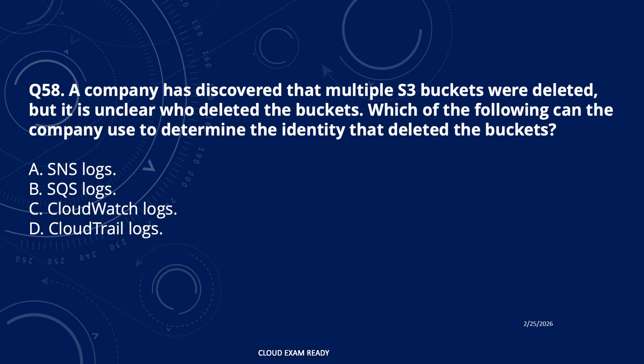Next, question number 58. A company has discovered that multiple S3 buckets were deleted, but it is unclear who deleted the buckets. Which of the following can the company use to determine the identity that deleted the buckets? Option A, SNS logs, option B, SQS logs, option C, CloudWatch logs, and option D, CloudTrail logs. So the correct answer here is option D, CloudTrail logs.